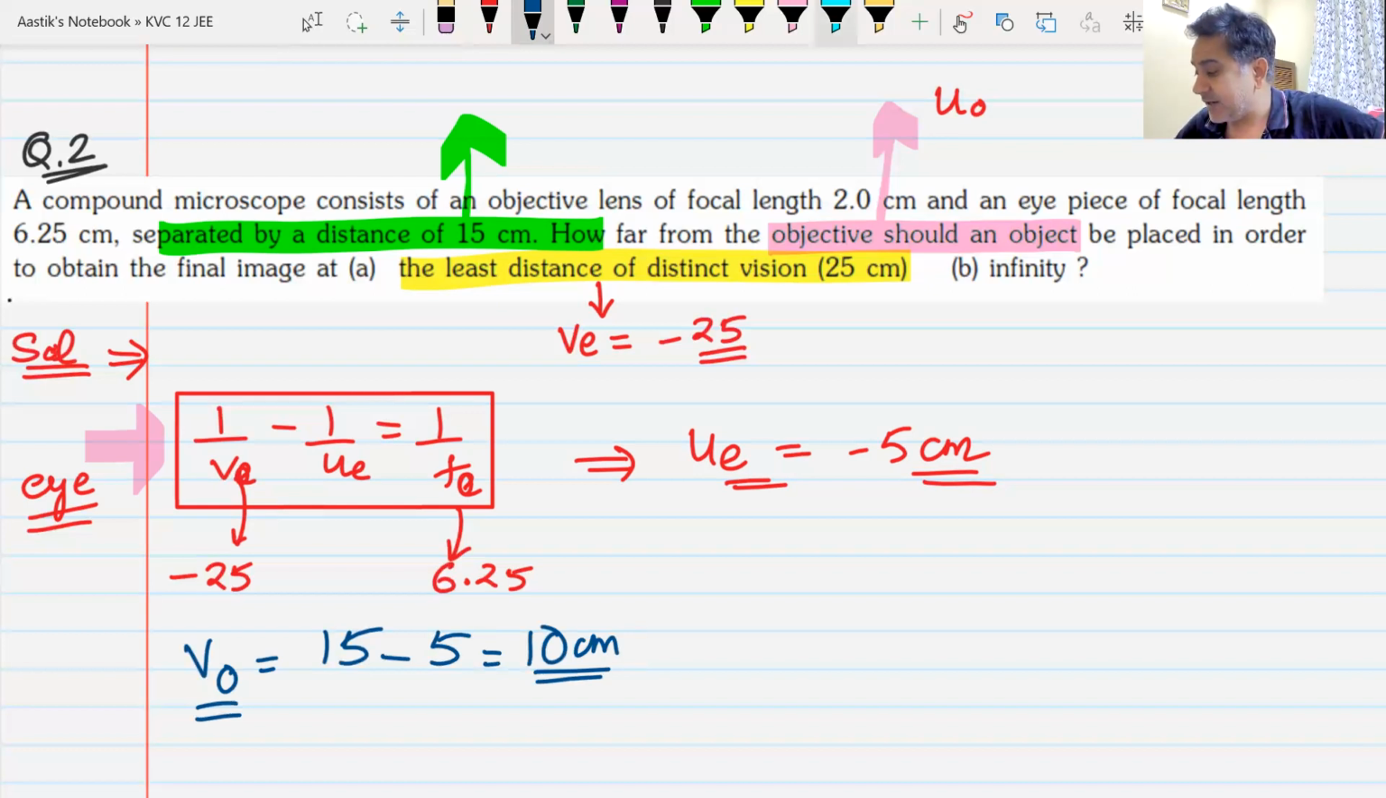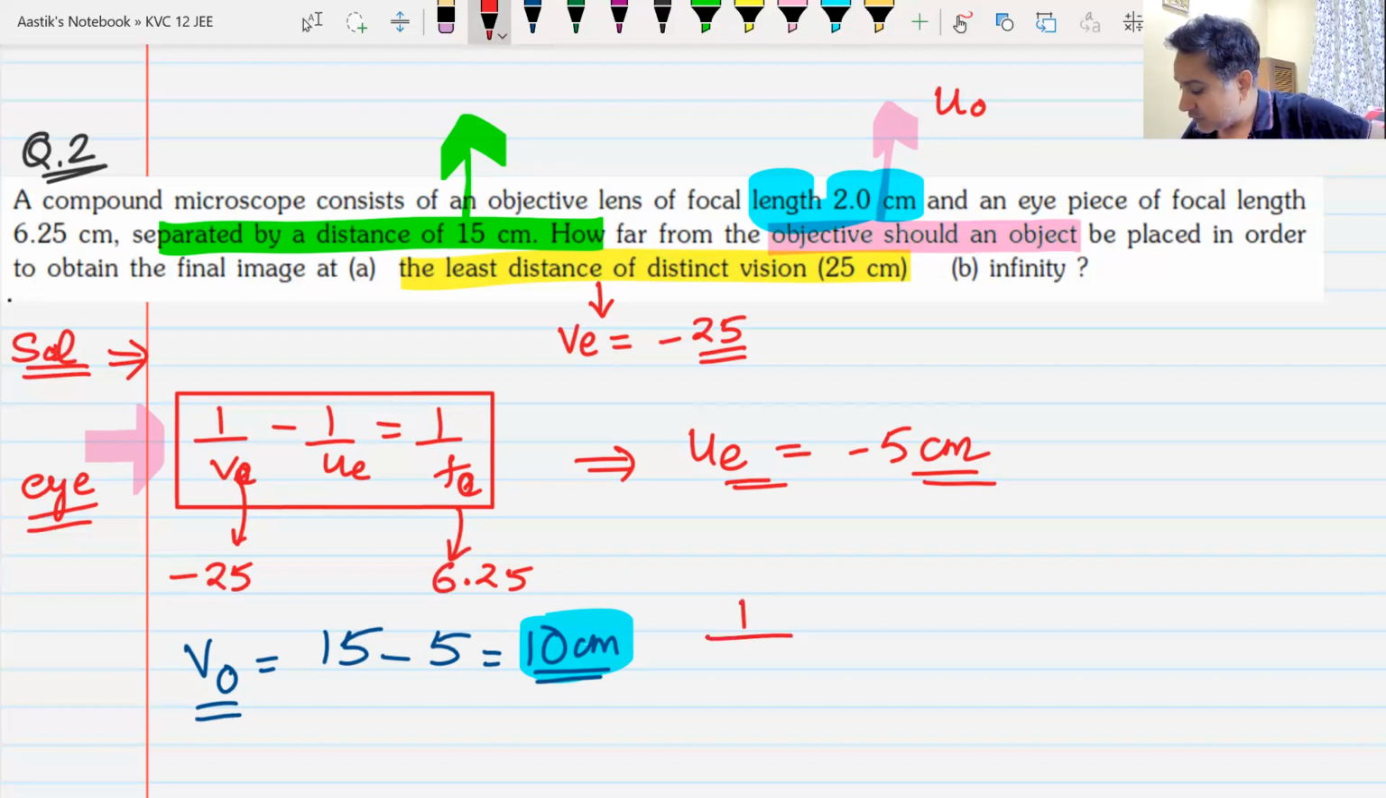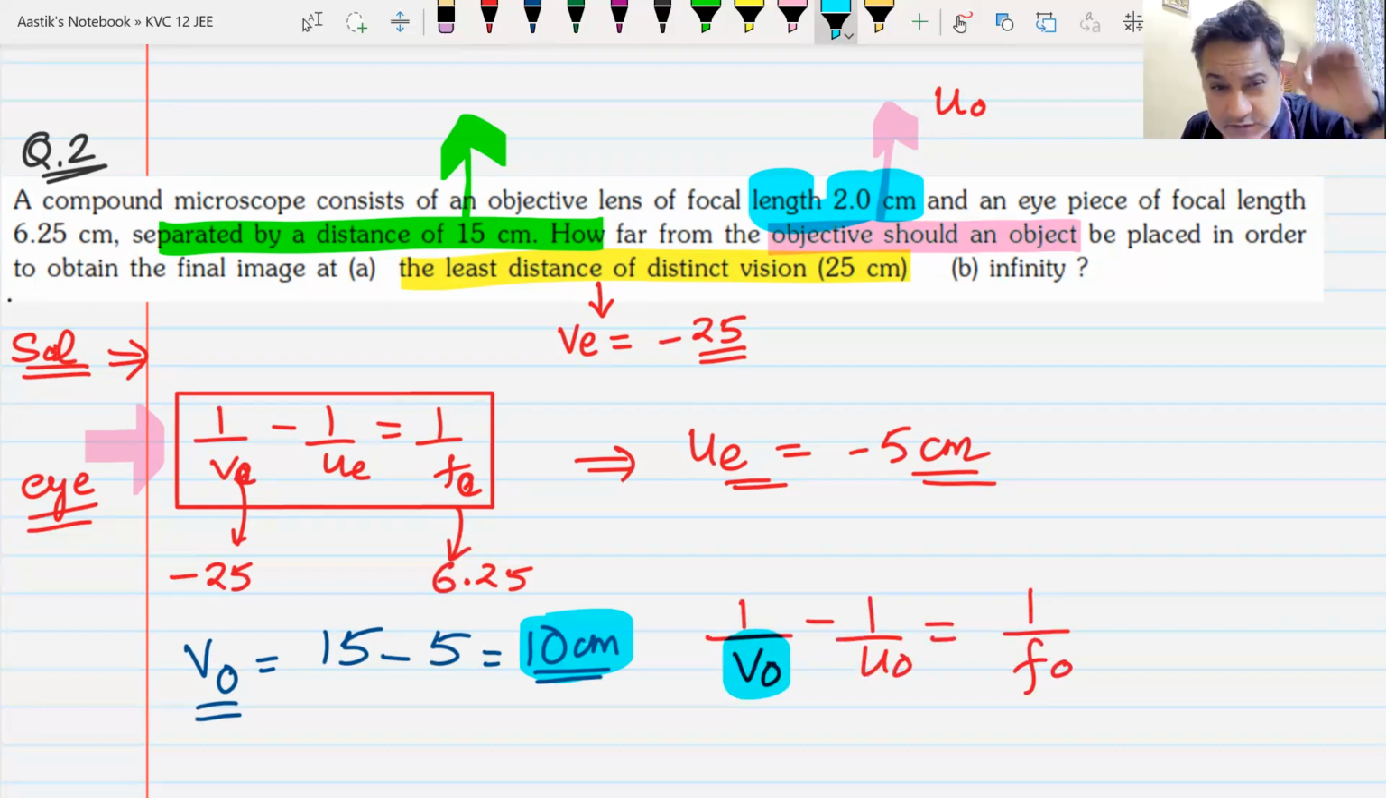Now I know the value of VO. I know the value of FO. I have to calculate the value of UO. So I will again apply the formula: 1 by VO minus 1 by UO is equal to 1 by FO. What is the value of VO for the objective? It is plus 10, because it's on the other side.